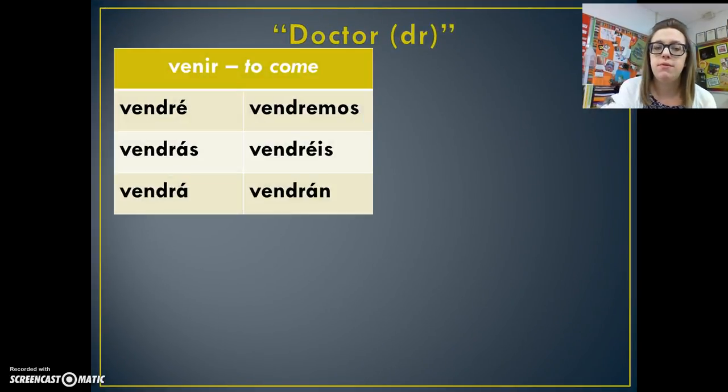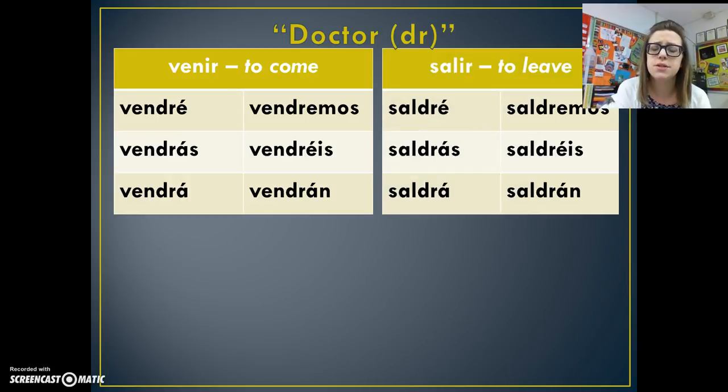There are 3 more. So we have venir. Notice that the I changes to a D in this one. So the yo form is vendré, tú vendrás, él vendrá, nosotros vendremos, vosotros vendréis, and ellos vendrán. Salir is another one. The yo form is saldré, tú saldrás, él saldrá, nosotros saldremos, vosotros saldréis, and ellos saldrán.